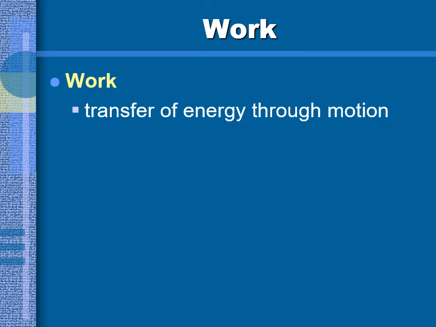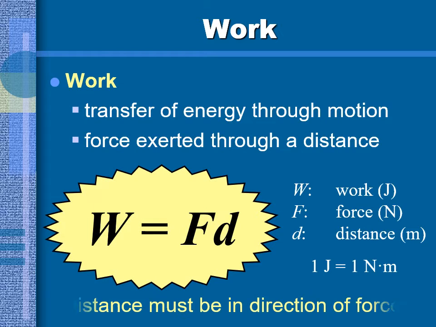So what is work? Work is the transfer of energy through motion. It's how we move energy from one type to another type, and it happens when something changes, when an object moves. So an object falling, an object sliding, etc. It is a force over a distance. Because something has to move to do work, we have to apply a force to get it to move.